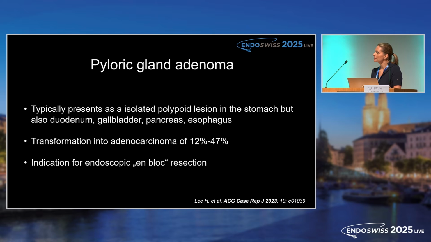The pyloric gland adenoma typically presents as an isolated polypoid lesion in the stomach, but also, as in our case, in the duodenum or in the gallbladder, pancreas, or esophagus. The problem is that there is quite a high transformation rate into adenocarcinoma that varies between 12 and 47%. So the indication for an endoscopic en bloc resection is clear.